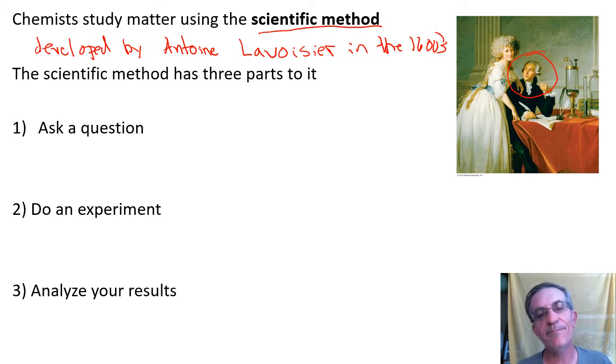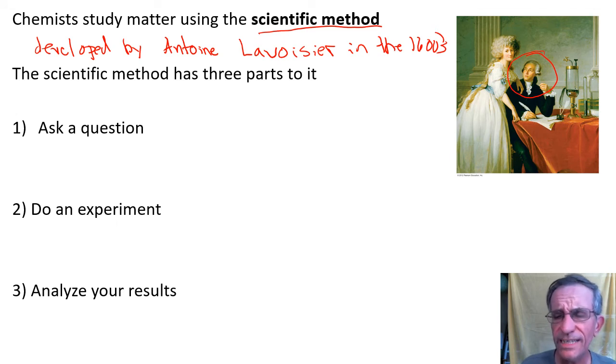Well, the scientific method has three parts to it. The first part is you ask a question. Second part is, instead of just thinking about the question, you try to figure out the answer to the question. So you do an experiment. And then after you do the experiment, you analyze your results to try to understand what is the answer to that question.